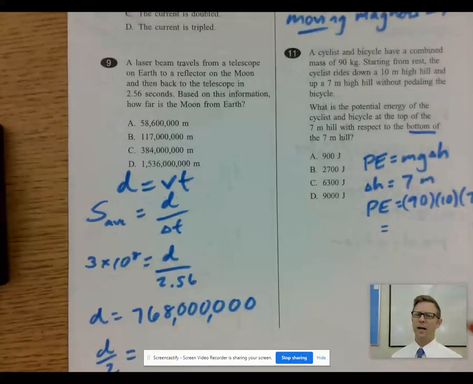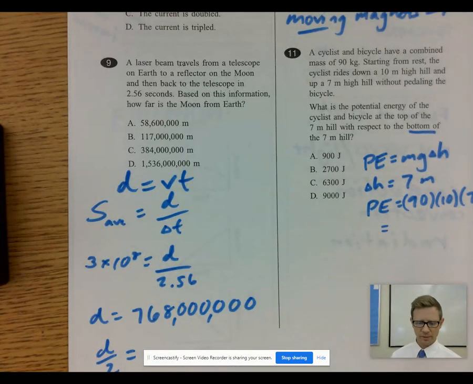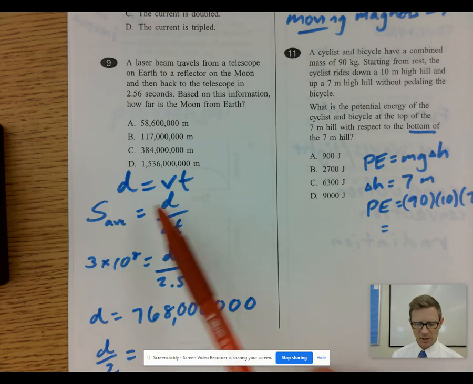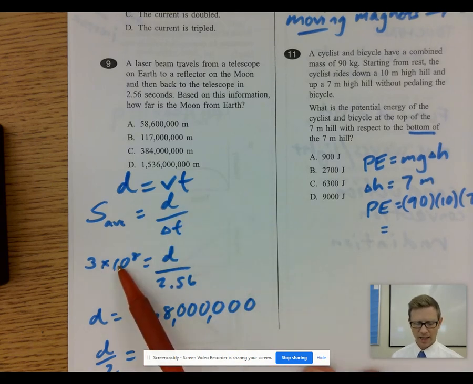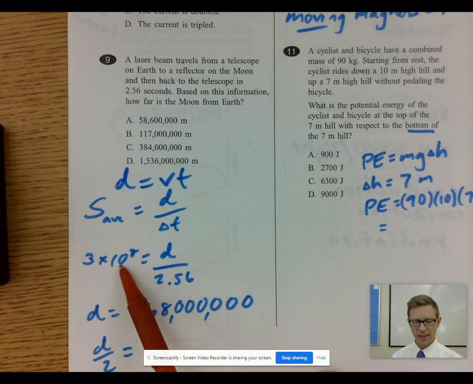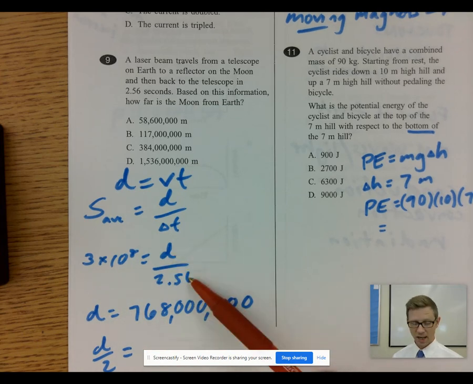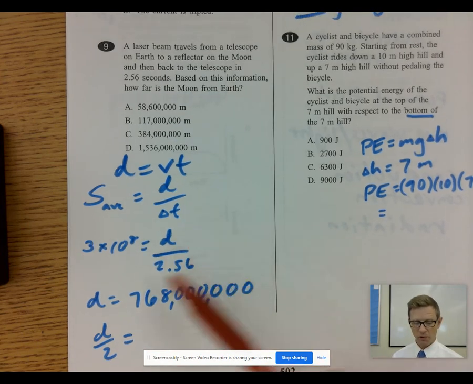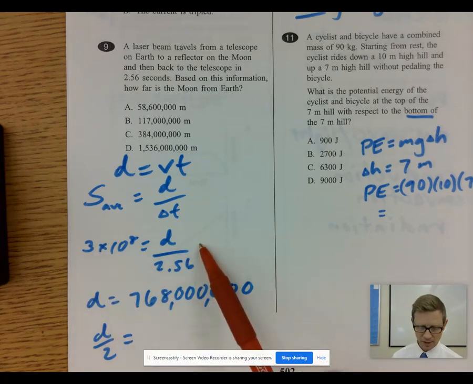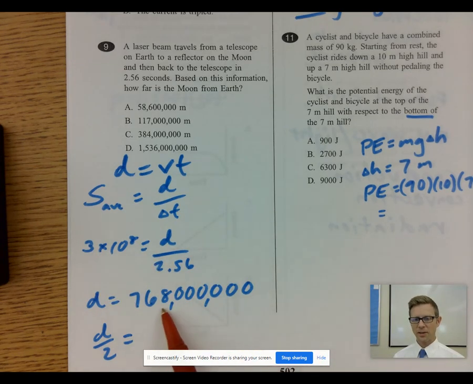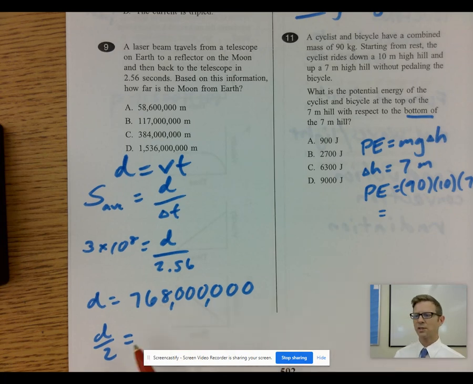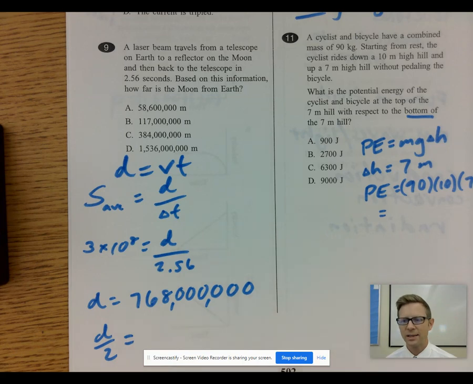This one's weird. Don't worry about this one too much. This is a little bit of a strange question. But I'm going to use the speed of light, using the average speed equation. Here's the speed of light. We want to find the distance to give me the time. When you solve this equation, you multiply both sides by 2.56, and you get 768 million. But it said, how far is the moon from the Earth? So that was there and back. So the distance is only half of that. So if you take the distance divided by 2, you get choice C, which is 384 million.